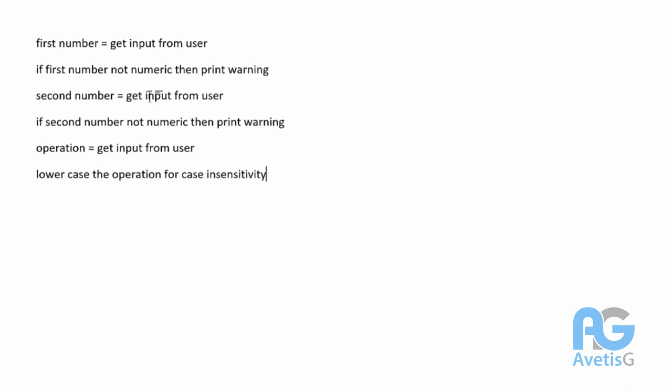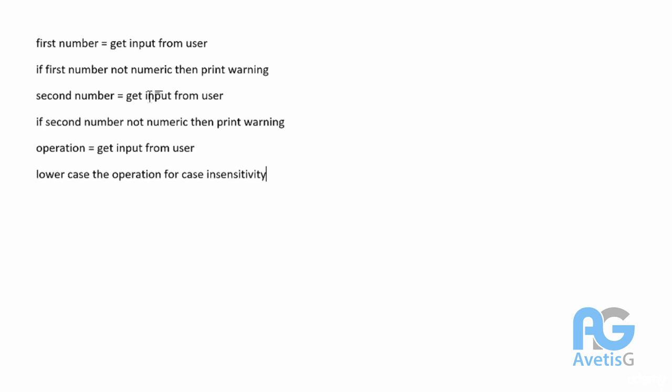Note that you could have written this in any way you want. You're just using your words because you want to understand what you mean by your solution, because later on you will need to translate this into an actual code. Then I say second number equals get input from user. Pretty similar thing. I say if second number not numeric, then print warning.